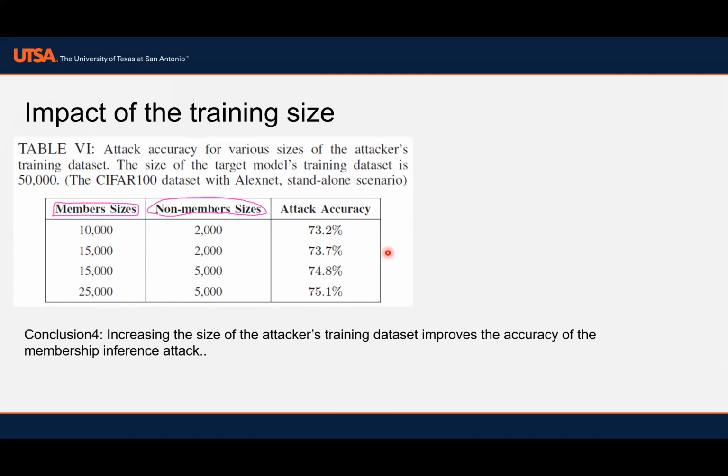But if you see the configuration here, it looks like the member examples are much larger than the non-member examples. So that's what I'm curious about. If in practice I want to launch this attack, does that mean I should have a lot of examples that belong to the original data set in order to launch the attack successfully?